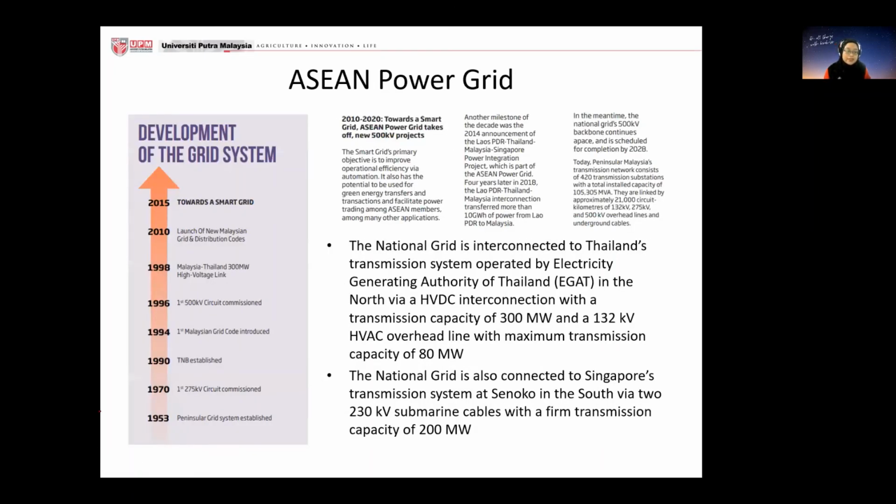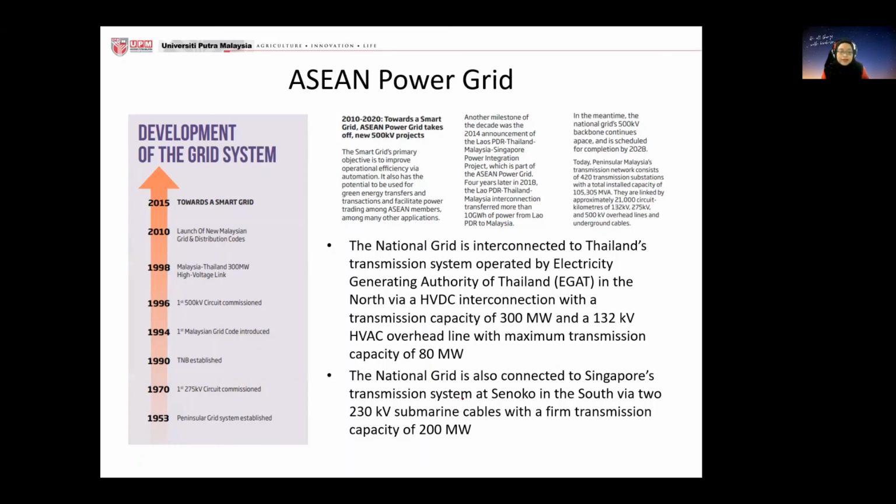So we have the national grid, but recently we are also going towards powering ASEAN. They call it the ASEAN Power Grid. For example, the national grid is interconnected to Thailand's transmission system, operated by the Electricity Generating Authority of Thailand, in the north via a HVDC interconnection with a transmission capacity of 300 megawatts and a 132 kilovolt HVAC overhead line with maximum transmission capacity of 80 megawatts.